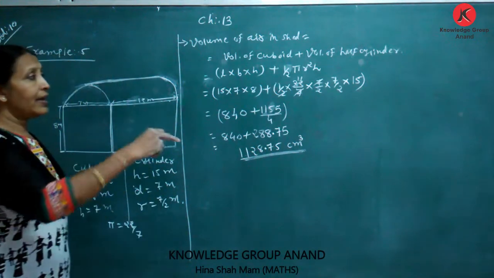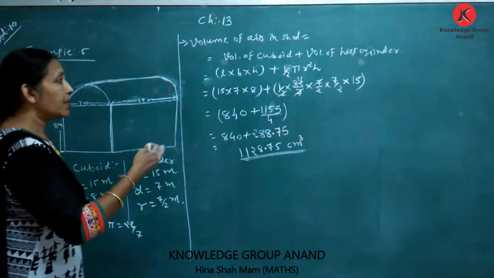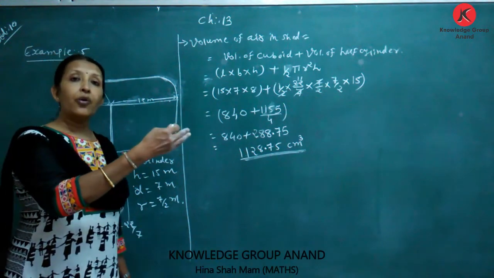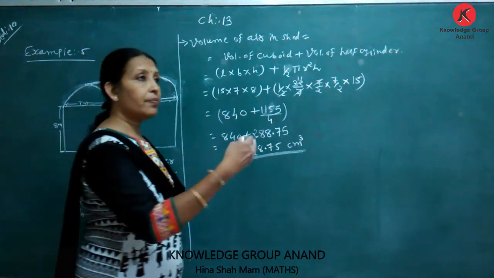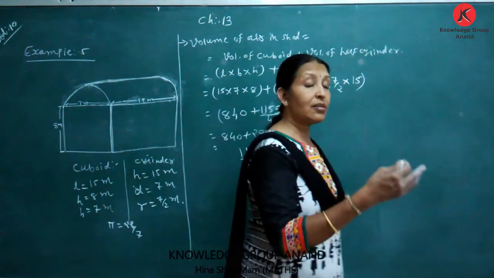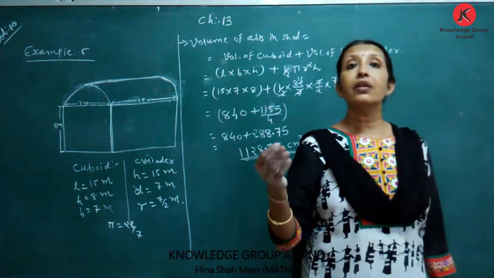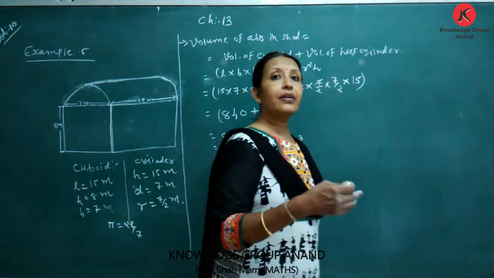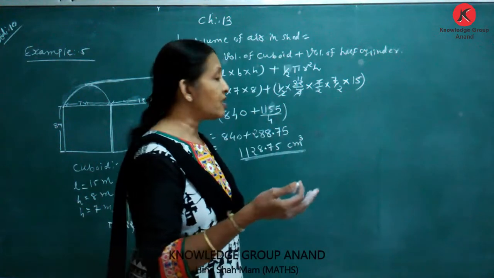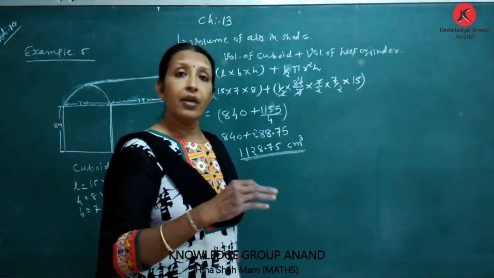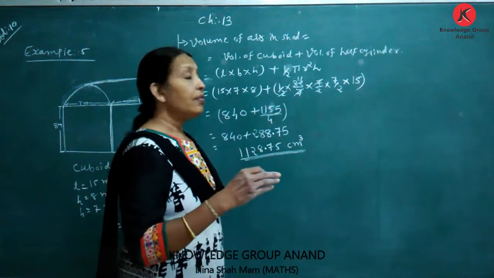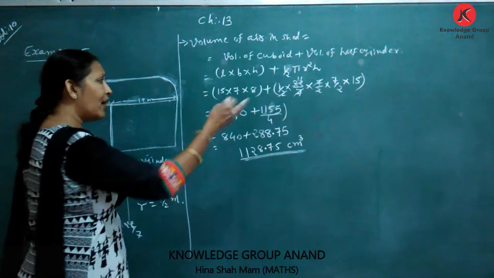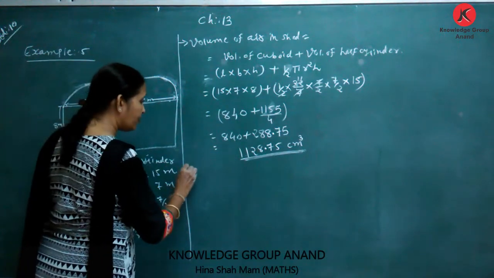In the next lecture, I will write the conversion table. 1 meter cube is equal to how many centimeter cube? Therefore, 1 meter cube is equal to 10 lakh centimeter cube. 1 meter cube is equal to 1000 liter. 1 liter is equal to 1000 centimeter cube. And 1 meter cube is equal to 1 kiloliter. I will write it here in the next lecture.